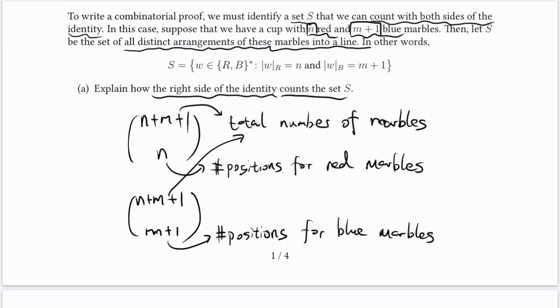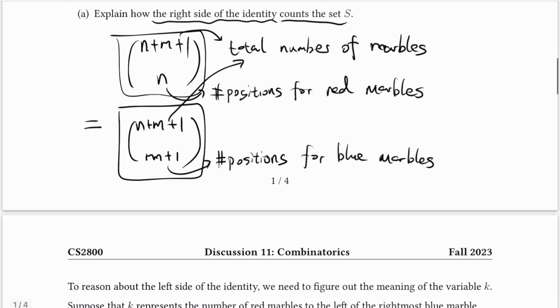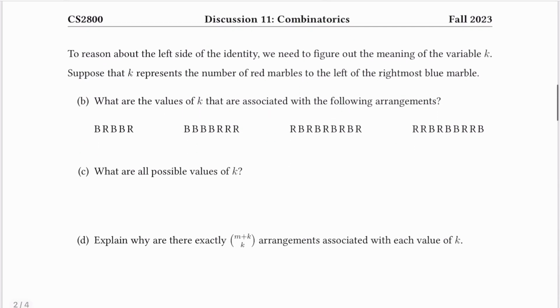And as we know about binomial coefficients, this value here and here are actually the same. So this shows you that no matter whether you count the positions for the red marbles or the positions for the blue marbles, you will always explain why the right side counts the set S. So now, let's reason about the left side of the identity.